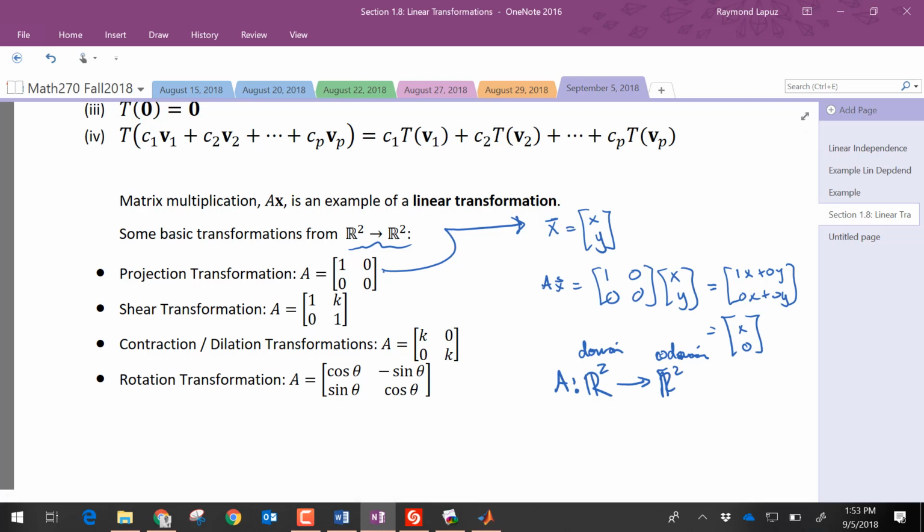Now, can you imagine what the image is? The image is a little bit different because not everything in R2 is going to get hit. Matt, what do you think the image is? Positive? I can have a negative x here. That might give something that's negative.